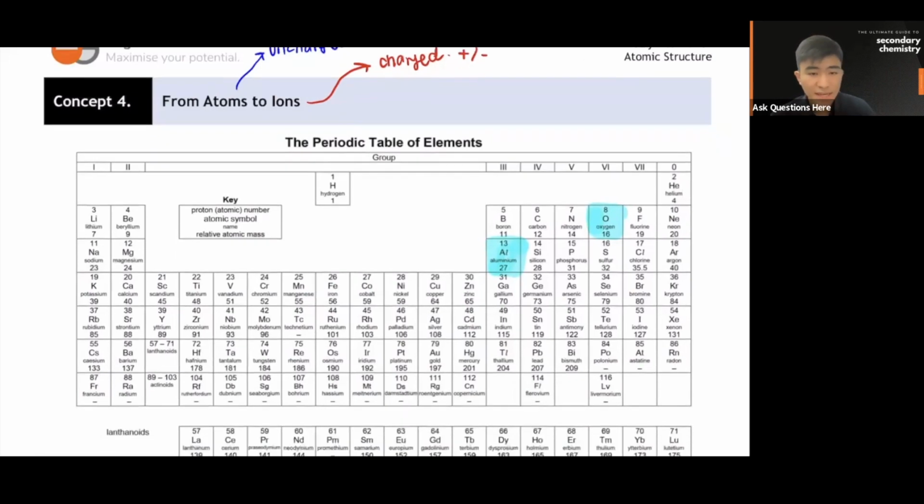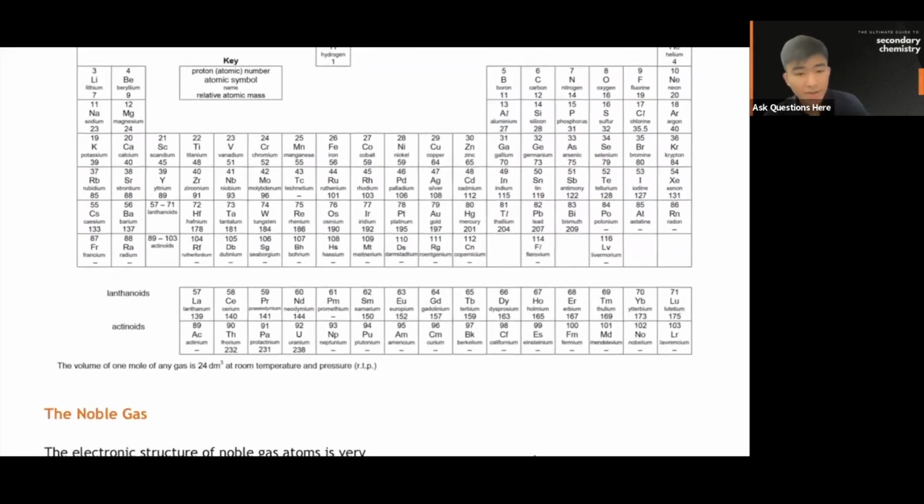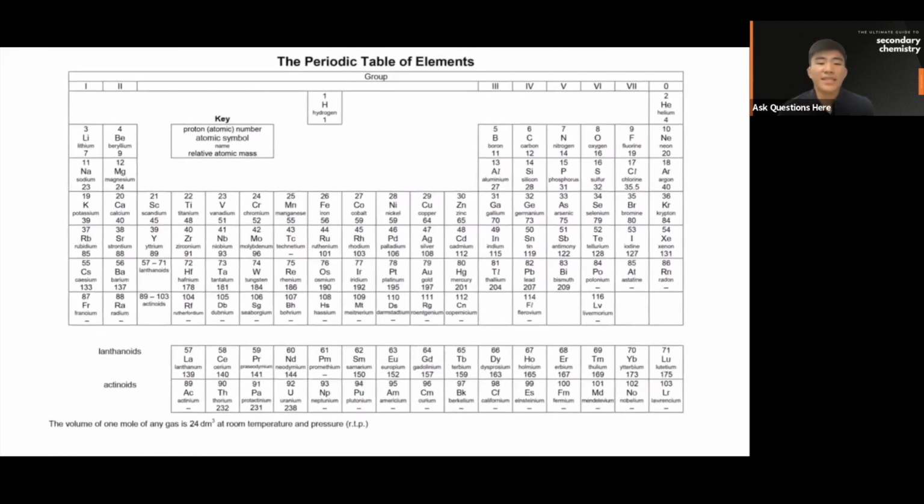Okay, so let's look at the periodic table first. Just now I was highlighting this. I'm going to erase this already. Okay. Now, we always look at the periodic table like this. We always look at the vertical and the horizontal.